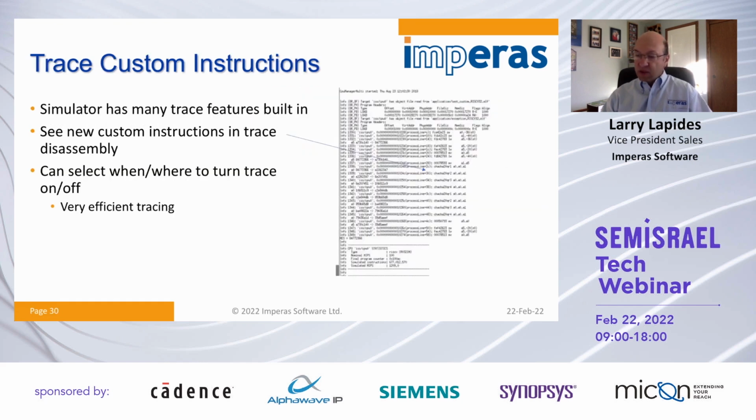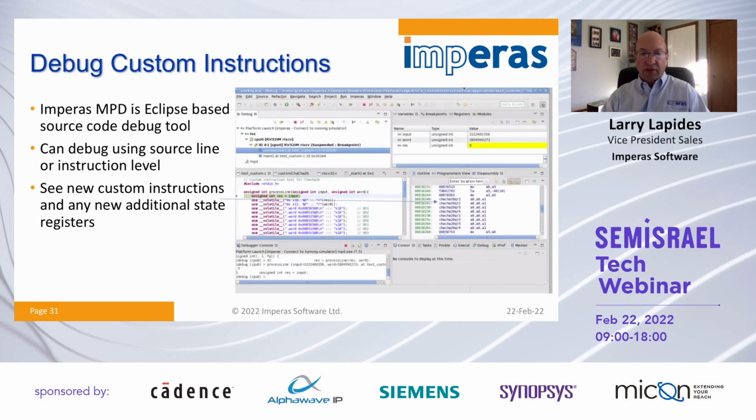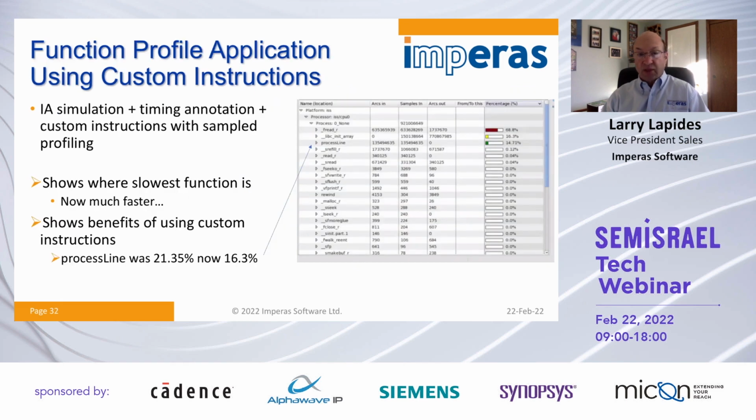As I mentioned, the Imperas architecture allows these custom instructions to use all the tools that are available in the environment. And so we see tracing is going to work. We see the cha-cha-20 instructions here in the trace. Debug is going to work. You can see the instructions in the debug window in your debugger environment. And profiling works. And we see actually that process line function has been reduced from 21% to 16% of the overall execution time.